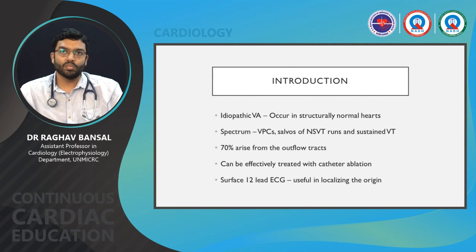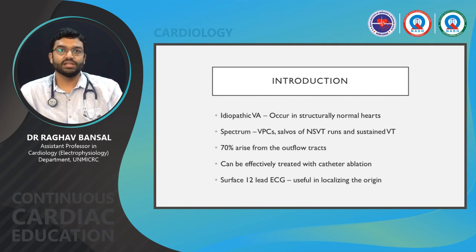Structurally normal heart, initially we used to think if echo is normal, the heart is structurally normal. In today's date, to call a heart structurally normal, it is good to have a cardiac MRI done, which rules out any other structural abnormalities which cannot be picked up on the echo. And how do these arrhythmias present?